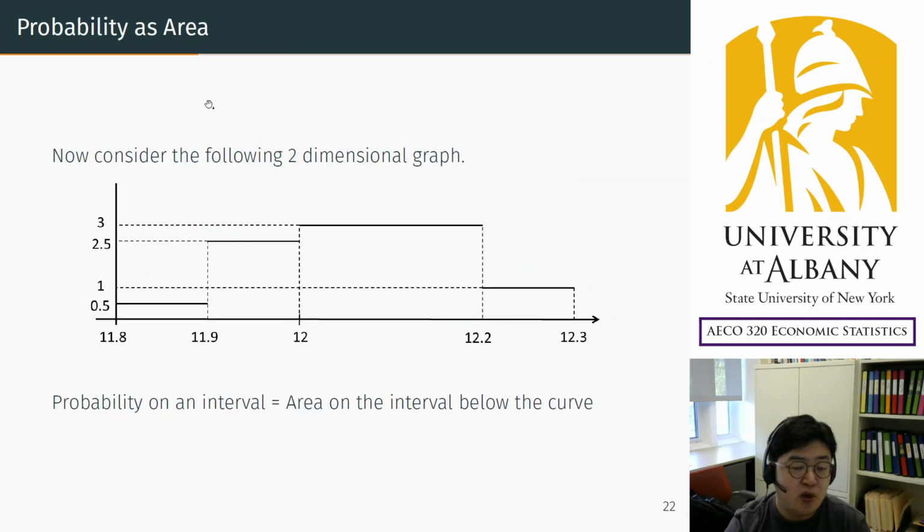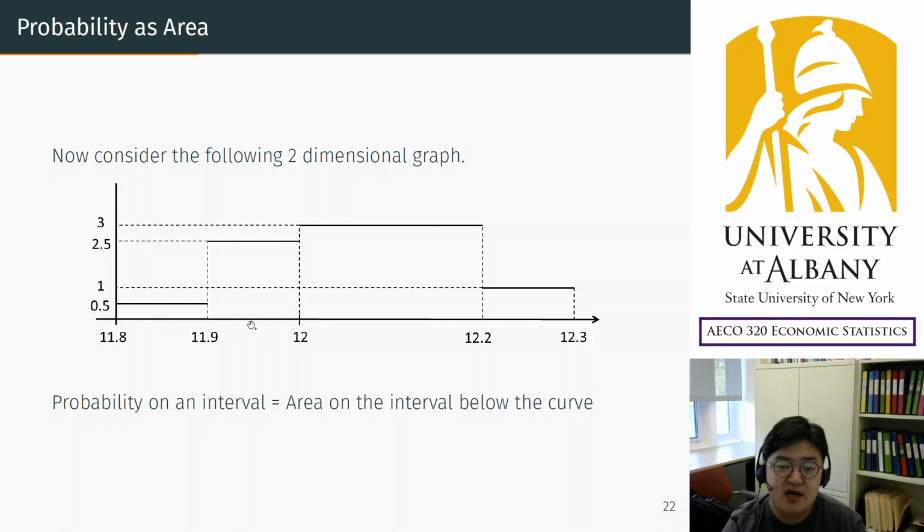Think about this. Now we think about two-dimensional graphs. So this x-axis, horizontal axis, is the same axis, like say 11.9, 12, 12.2. So 3 points, and we add another dimension up here. This doesn't mean anything right now, but what we want is to calculate probability on an interval, like the interval probability between 11.9 and 12.